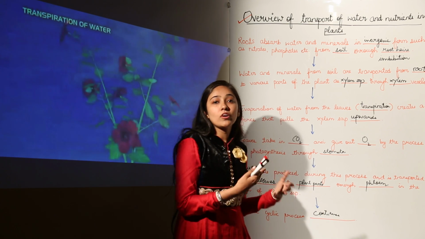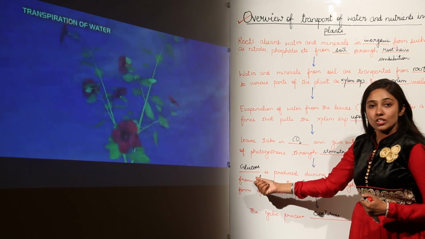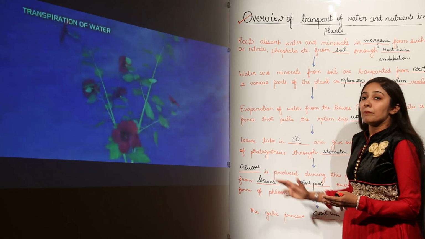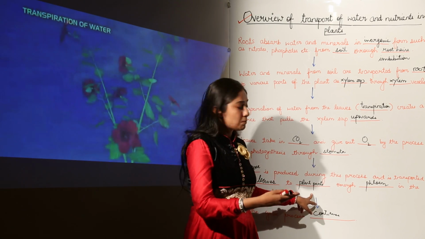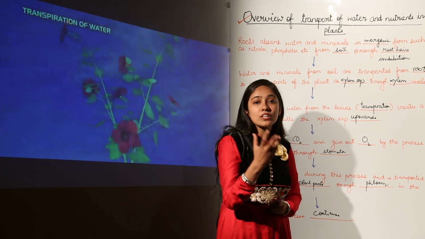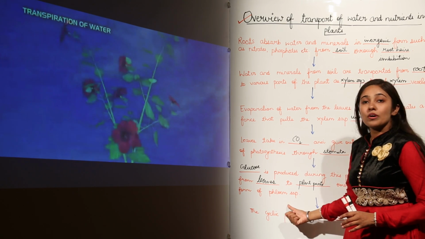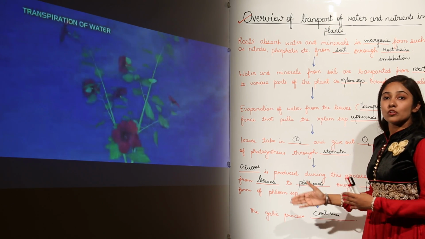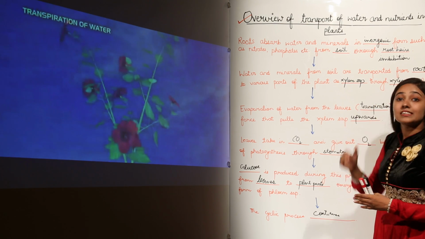Next, what is the end product of photosynthesis? Obviously, food is manufactured and that food is in the form of glucose. So, glucose is produced during this process and it is transported from leaves. Because the food is prepared in the leaf of a plant, it is going to transport it to all the plant parts through phloem in the form of phloem sap. Now, that food is also going to be transported in what form? In a liquid form, that is also known as this phloem sap. And this whole cyclic process is going to be continued. So, this is how transport of water and nutrients in plants takes place.